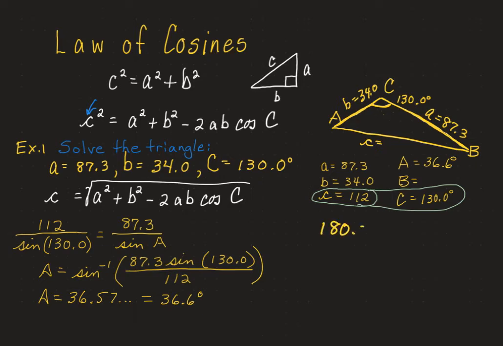180 degrees. And remember that is a perfect number. It's an exact number actually. We're going to subtract from that 130.0 degrees, and we're going to subtract also 36.6 degrees to get 13.4 degrees. Yay. Now we are done. 13.4 degrees. Now that took a while. It will get a little bit faster as you work through it and become familiar with it, and you won't have me slowing down and explaining everything as you go.